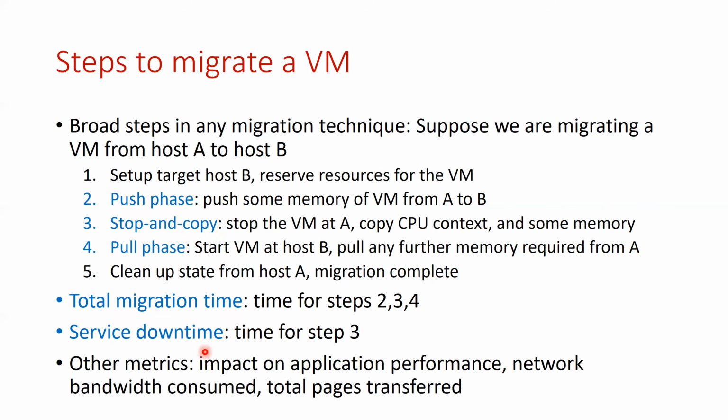And there are also a few other metrics. For example, when the migration is happening, what is the impact on application performance? Note that we are promising live migration. Ideally, the application should continue to run. So is that happening? Is the application affected? How much of the network bandwidth is used? Are you congesting the network? How much memory has been transferred in total? So all of these are some of the other metrics we are going to consider when we evaluate and compare multiple VM live migration techniques. So this is in general a broad outline for how you would migrate any VM.